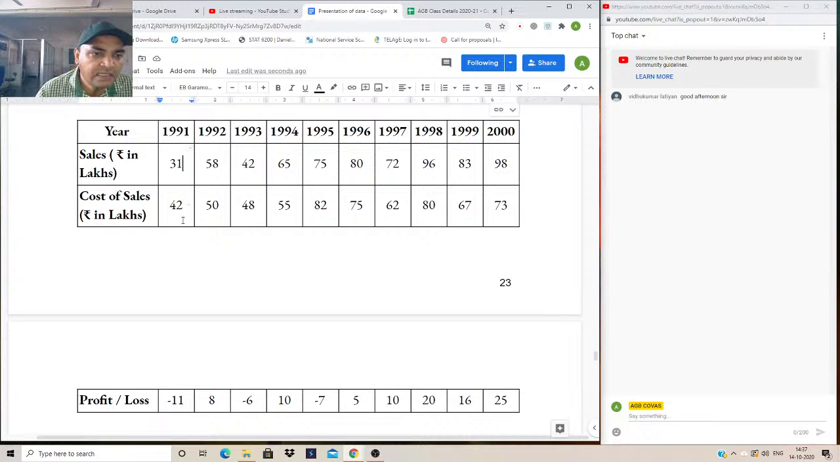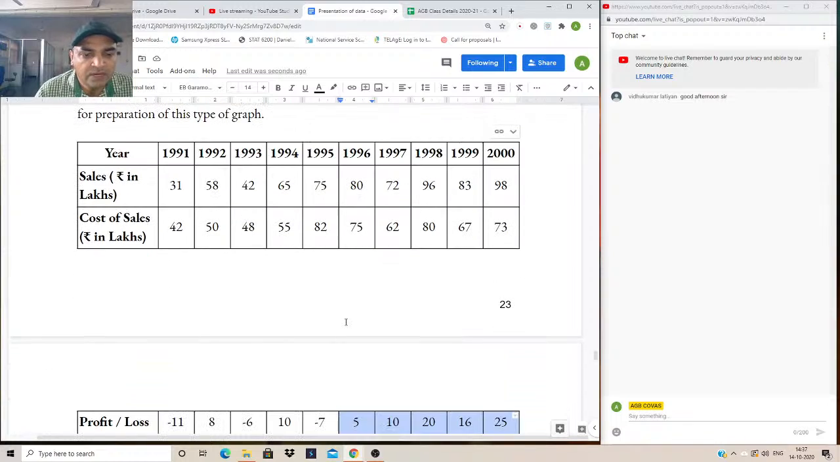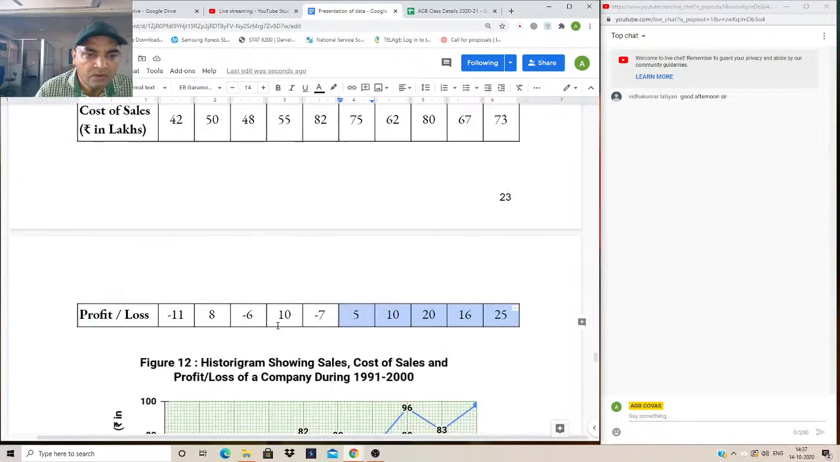So these are the sales and this is the cost of sale. That is not sale, how much cost has been incurred. So accordingly, there is a loss of 11 lakh in 1991. Then there is profit, then loss, then profit, then loss, then some values are there. So how to depict more than one variable on a histogram?